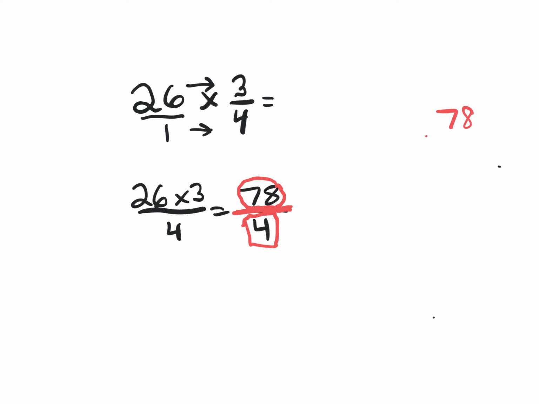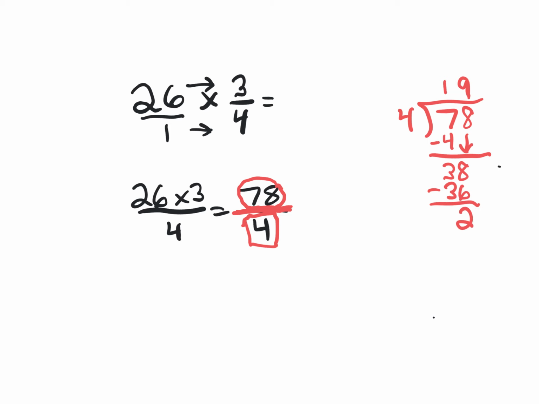So I'm going to just do some quick division over here to see if I get a whole number or not. 4 goes into 7 one time, which is 4. I'm going to subtract and get 3. I'm going to bring down my next digit, which is an 8. 4 goes into 38. Well, I know that 4 times 10 is 40, so it's probably one less than that. So 4 times 9 is 36. I'm going to subtract, and I'm going to get 2.